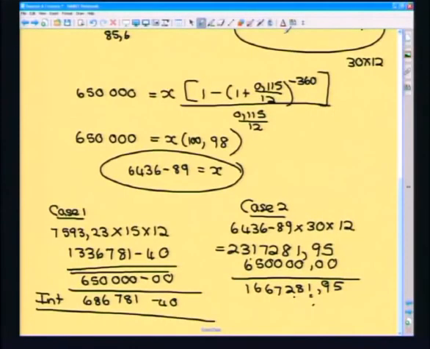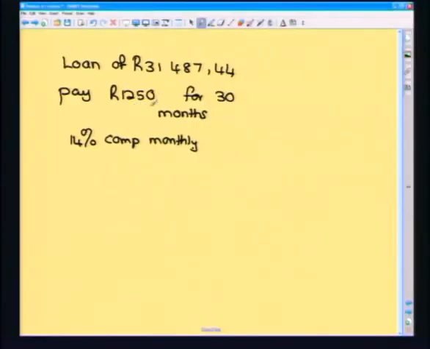Right, let's now go back to one of the examples we had earlier, and let's see that if we made a slightly bigger payment, how much time it would have saved me on the loan. Remember the one we took out, we were paying 1,250 rand for 30 months at 14% compounded monthly. And we had found that that is how much the loan was worth. Now what I want to do is have a look. What would happen if I paid 50 rand more per month? How would this change how long it took me to pay it off?